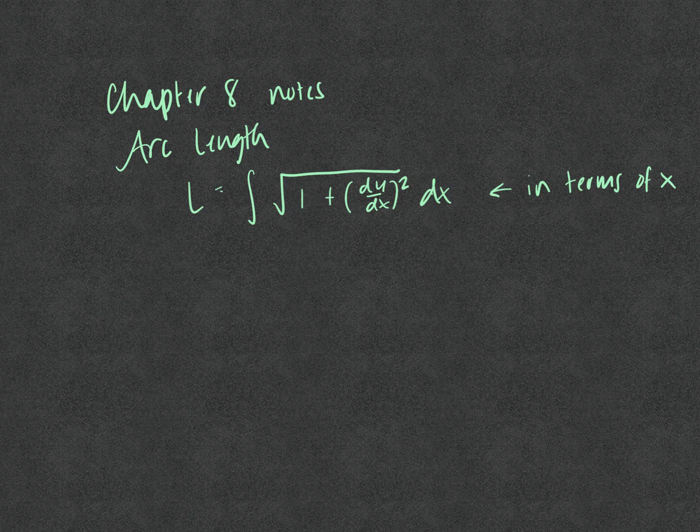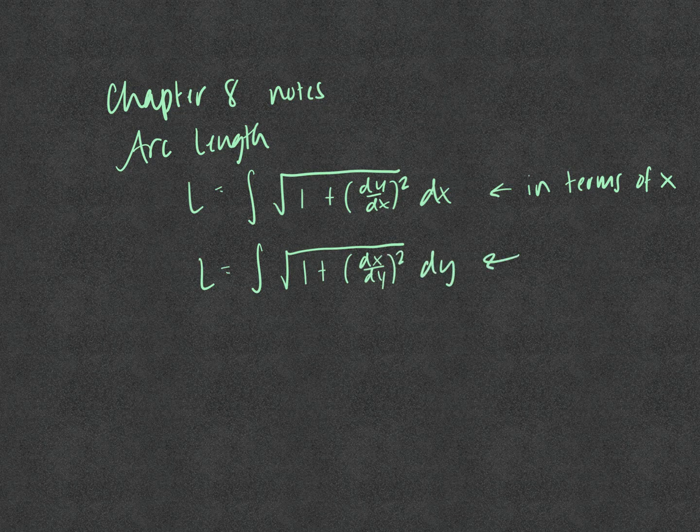By the way, this video is not to replace the other videos. The other videos are going to help you. I'm just going to help summarize which formulas to use when. So then your arc length, the other formula is L equals the integral of the square root of 1 plus dx over dy, quantity squared, with respect to y. So if your formula is easier in terms of x, then you're going to use the top equation. If your formula is easier in terms of y, then you're going to use the bottom equation.